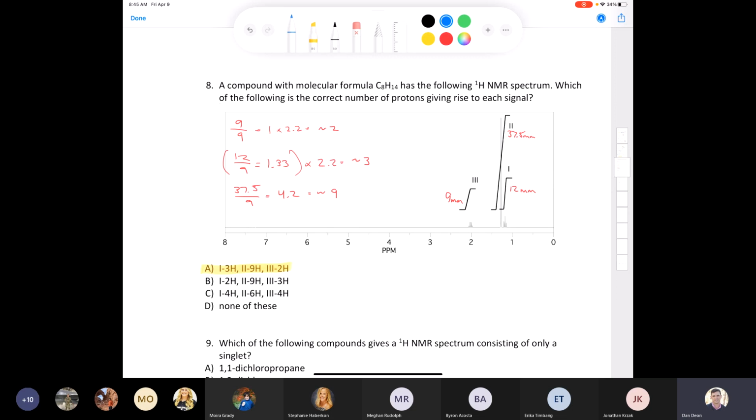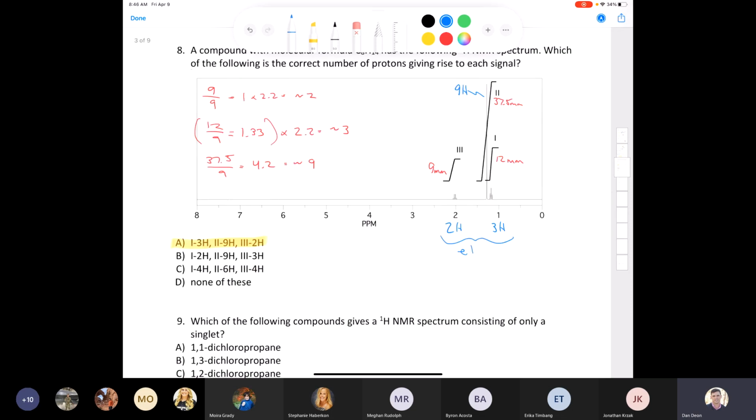So the first signal represents 2 protons. This one represents 3 protons. And this one here represents 9 protons. It kind of looks to me like these two have the same coupling constant, and they probably do come from an ethyl group, right? And the one that integrates for 9 protons, that's a big singlet. That's probably a tert-butyl group.